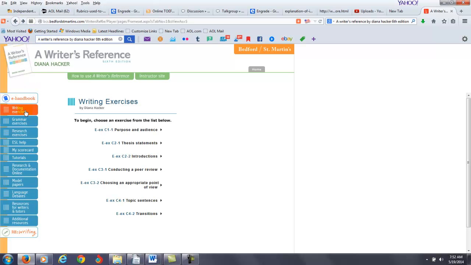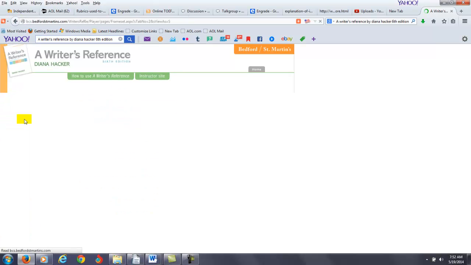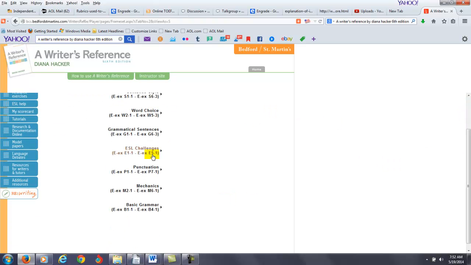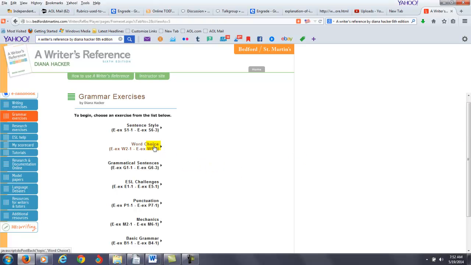Now, in terms of grammar, I noticed quite a few weaknesses in a lot of areas. I'd recommend, first of all, that you do practice with punctuation. I think this would be important. Also ESL challenges, grammatical sentences, word choice, and sentence style. These are some areas that I think you can improve in. And you can get better. It's going to take some time. So you want to go through some of these exercises and then do the exercises there, and it'll help reinforce.